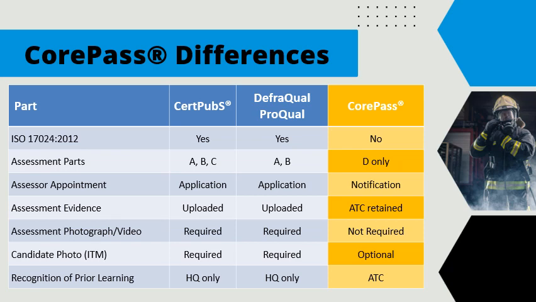Finally, ATCs can carry out recognition of prior learning or RPL for CorePass standards. Evidence such as mapping must still be retained locally and made available for quality assurance purposes. ATCs are not permitted to carry out RPL for our ISO products, as these are only done by IPSQA headquarters.